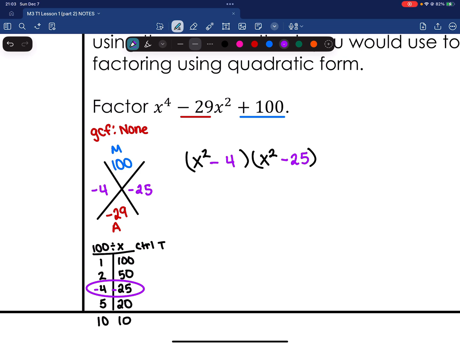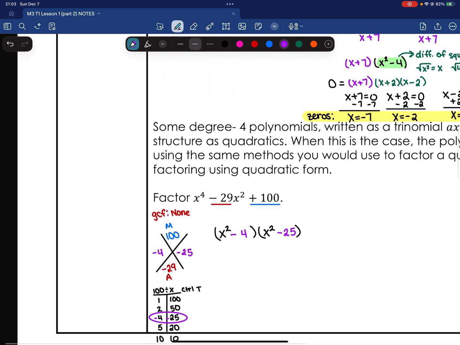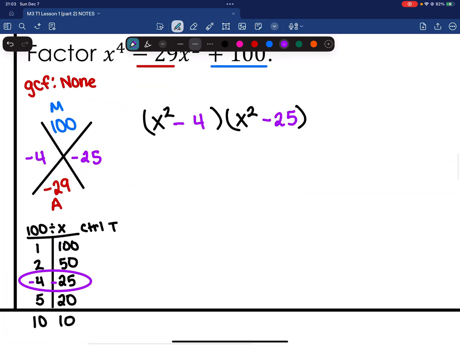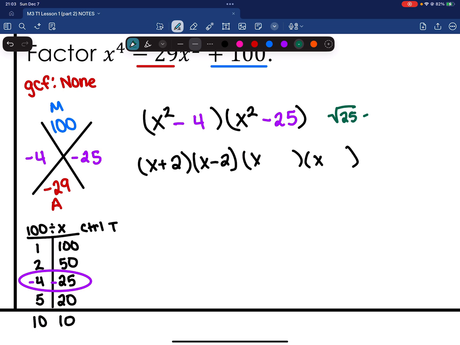Now, both of these are a difference of squares. So we've already factored x squared minus 4 in the previous problem. So we know that this should factor into x minus 2 times x plus 2. It does not matter which one goes first. The second one we haven't done, but we do know that it's going to be x and x. Now we just need to think about the square root of 25, and we know that to be 5. So we have a plus 5 and a minus 5. And so this would be completely factored.